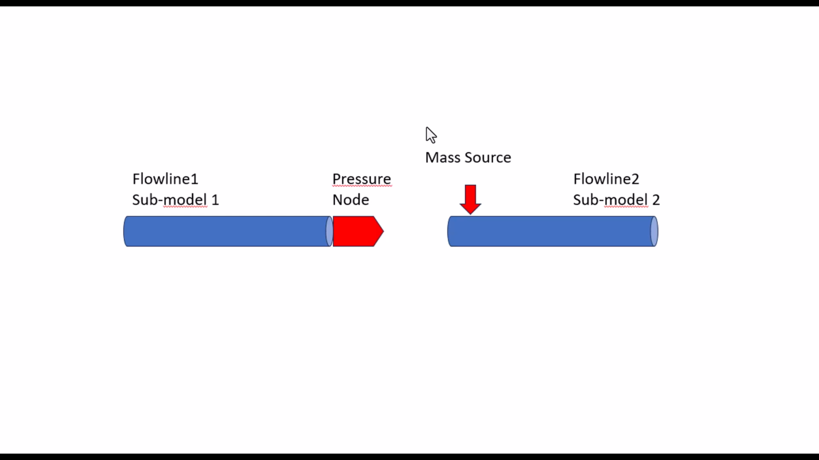The model flowline 1 is feeding flow into the model flowline 2. The flowline 1 model is modeled with a pressure boundary at the outlet, while the flowline 2 model is modeled with a mass source at the inlet, making the submodeling connection. In the illustration image, the red pressure node and the red mass source are creating the submodeling connection. Let us have a look at how this will be set up in Olga.